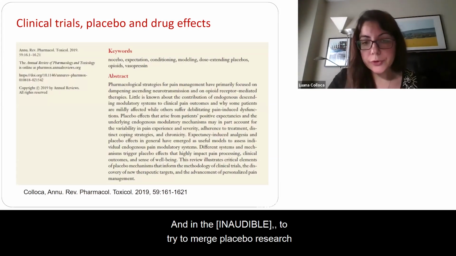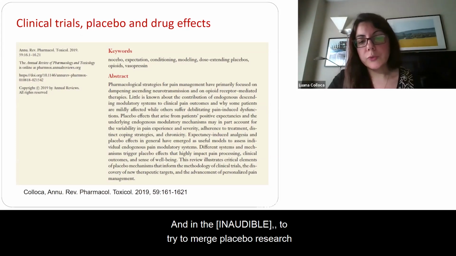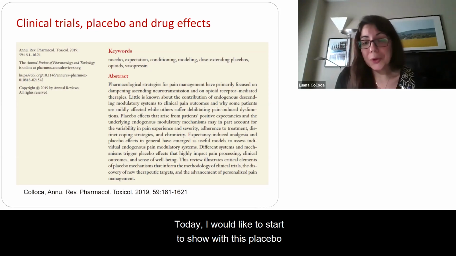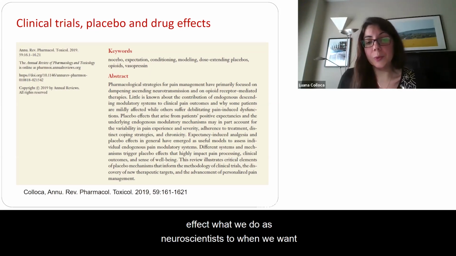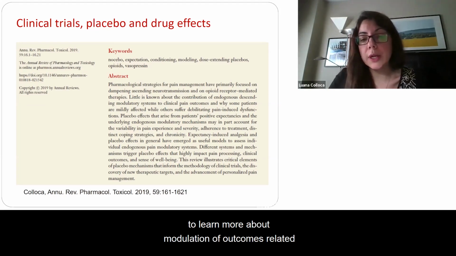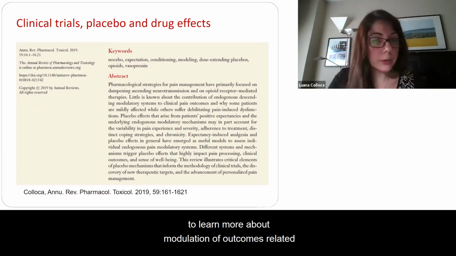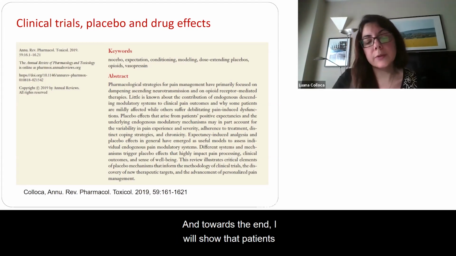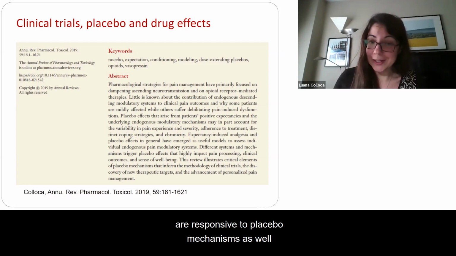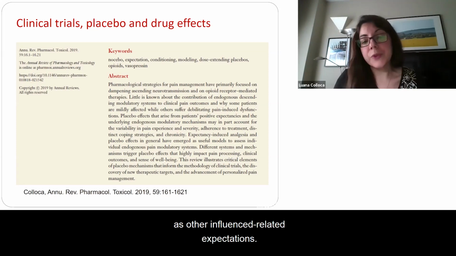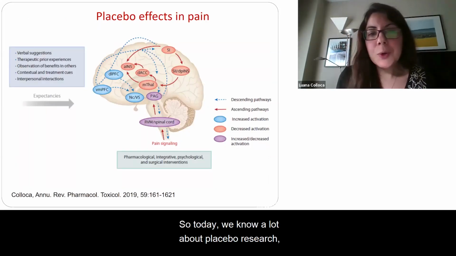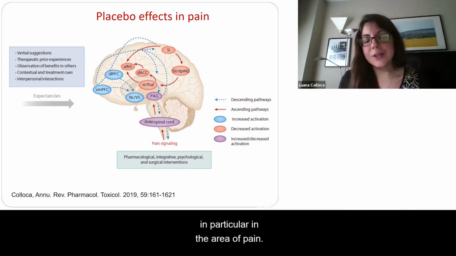And in this effort to try to merge placebo research with clinical trials and development, today I would like to start to show what is placebo research, what do we do as neuroscientists when we want to learn more about modulation of outcomes related to neurobiological factors, in particular placebo effects. And towards the end, I will show that patients are responsive to placebo mechanisms as well as other influence related to expectations. So today, we know a lot about placebo research, in particular in the area of pain.